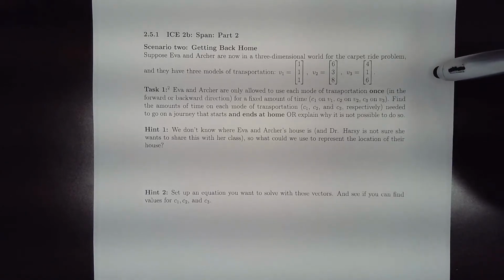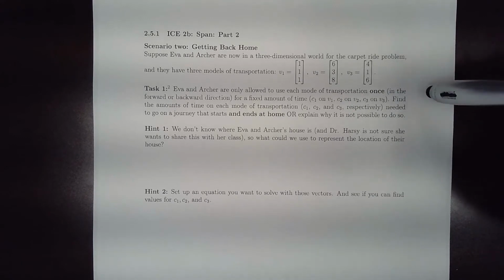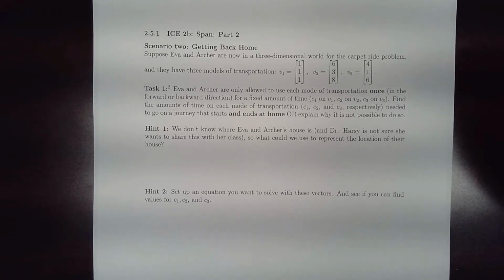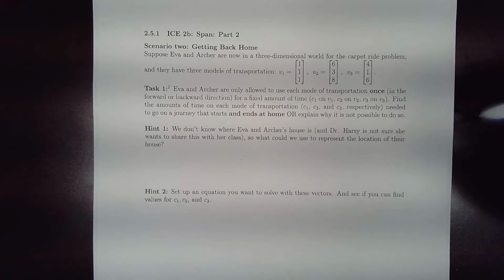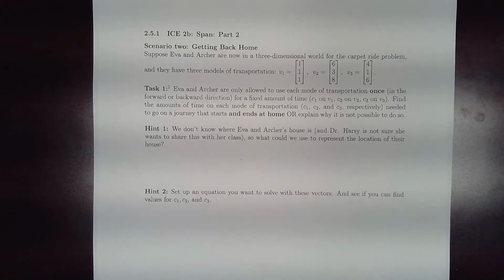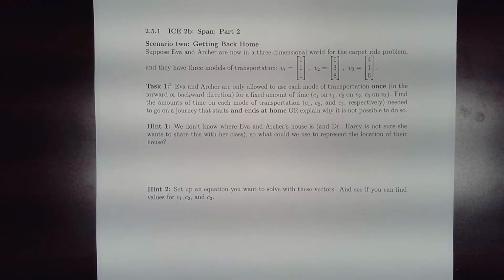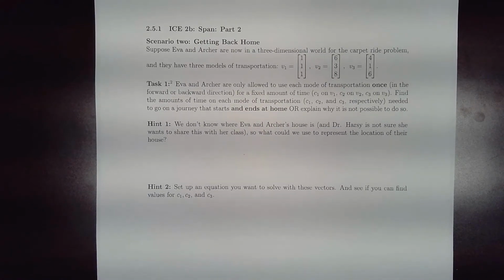Eva and Archer are only going to be allowed to use each mode of transportation once for a fixed amount of time. We want to find the amounts of time on each mode of transportation respectively needed so they can go on a journey that starts and ends at home, or we need to explain why that's impossible for us to do. Now, what we don't know right now is where Eva and Archer's house is.